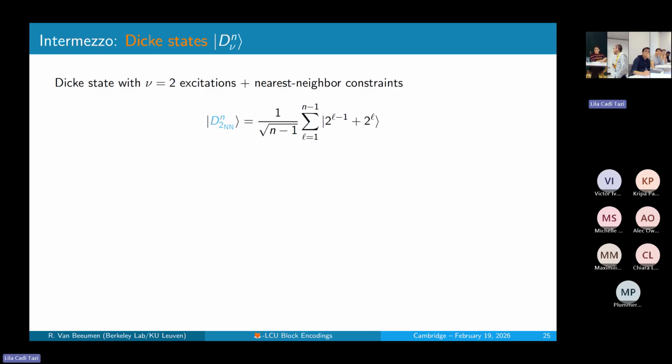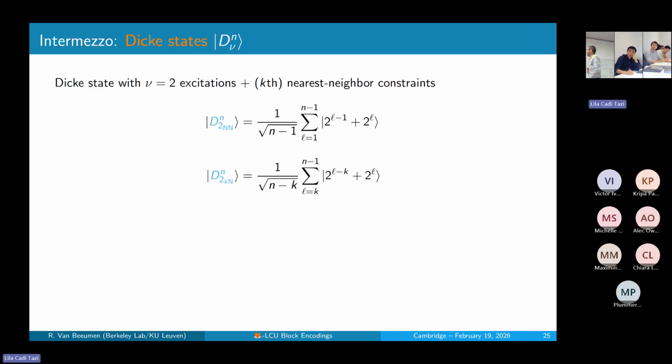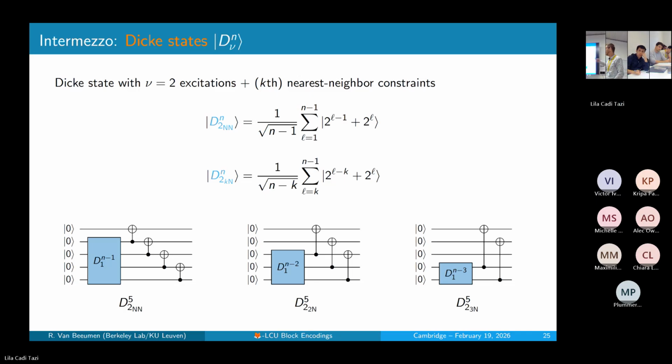Now, we will also need more complicated Dicke-states, Dicke-states with two excitations plus some nearest neighbor constraint. So we now have a Dicke-state where we don't have only 2^L, but also 2^L minus 1. So we will have a superposition of states 0,0,0,1,1 plus 0,0,1,1,0, and so on. We can also have k nearest neighbor constraints, and they have very similar circuits.